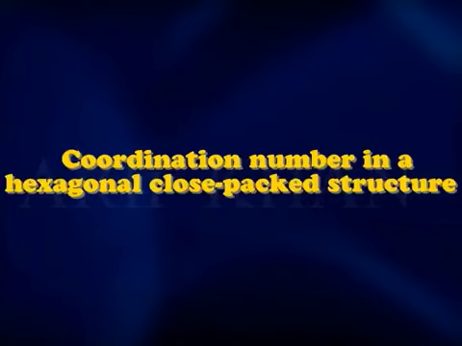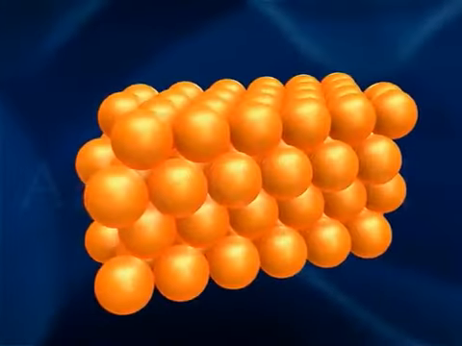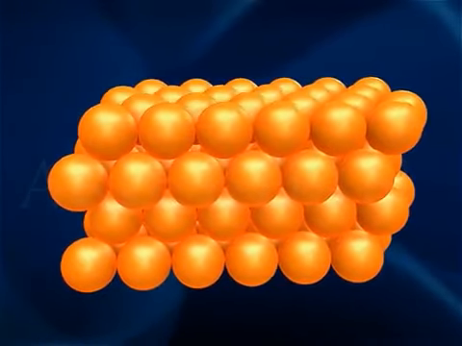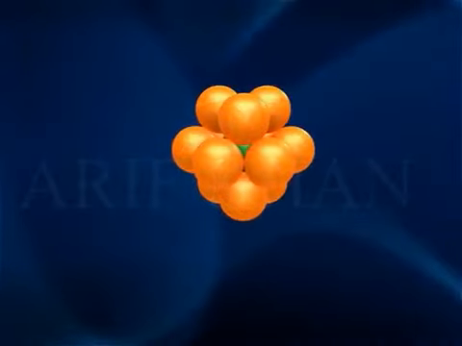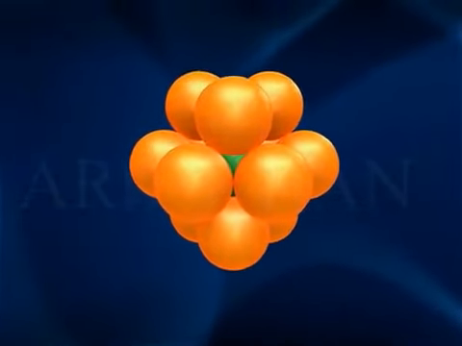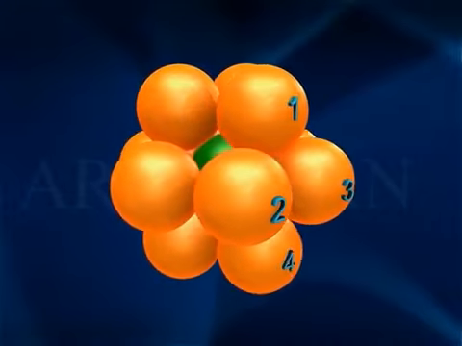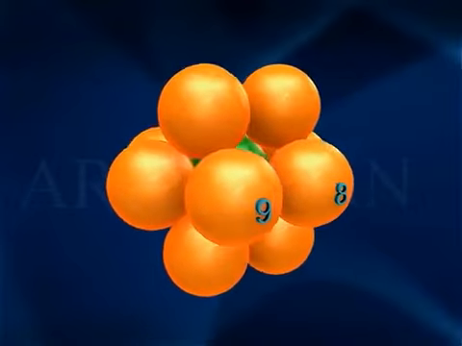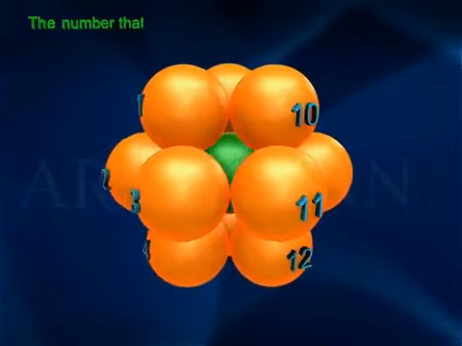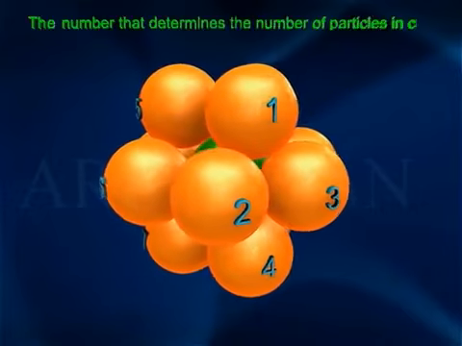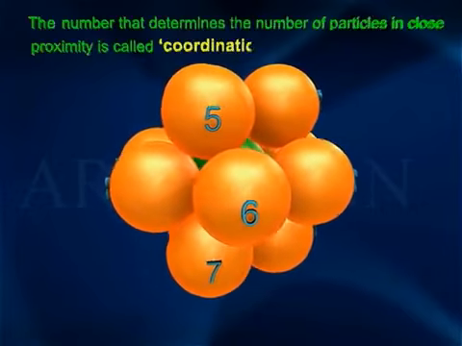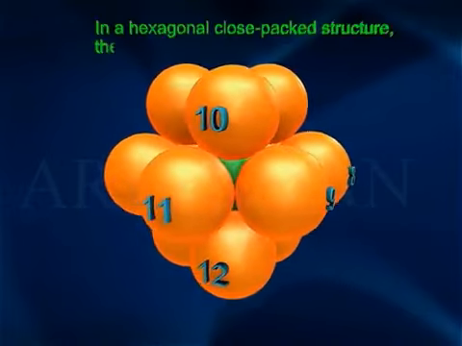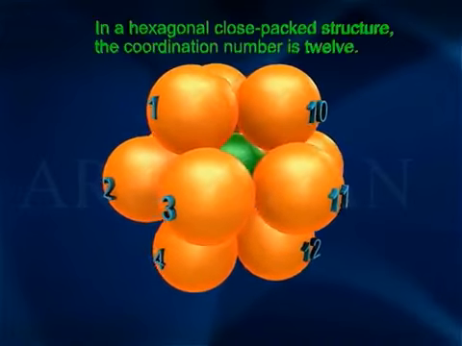Coordination number in a hexagonal close pack structure. In a hexagonal close pack structure, each particle remains in contact with 12 particles. This number that determines the number of particles in close proximity is called coordination number. So, in a hexagonal close pack structure, the coordination number is 12.